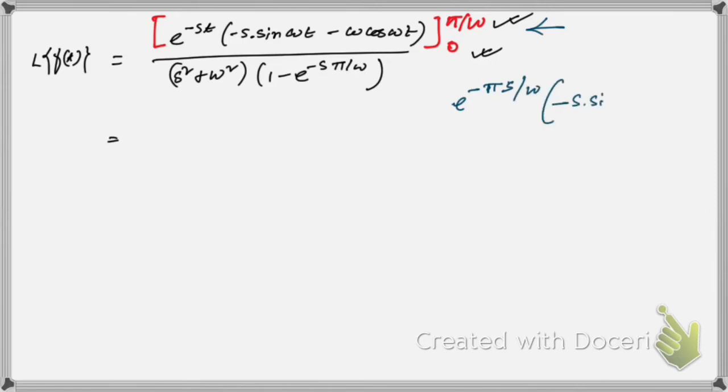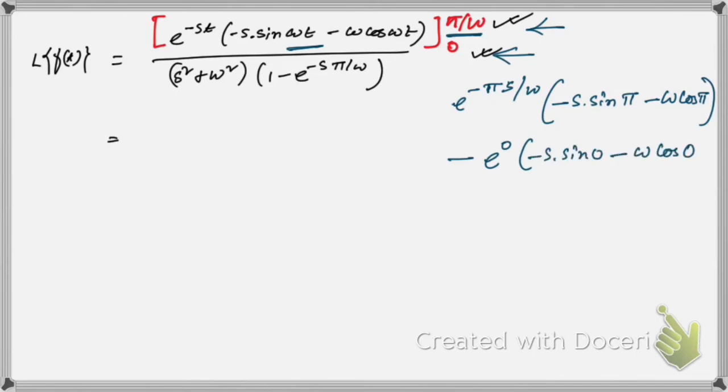Then putting that, we have got the numerator here, this. So here again minus. Now put the lower limit, that is 0, and e to the power 0 s sine 0 minus omega cos 0. Now here you see sine pi is 0 and cos pi is equal to minus 1. So here it will be e to the power minus s by omega, and then here you see minus 1.